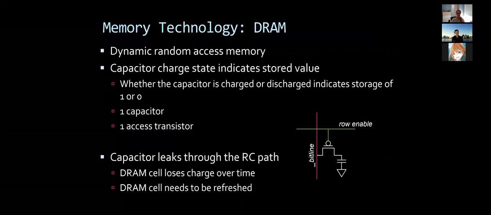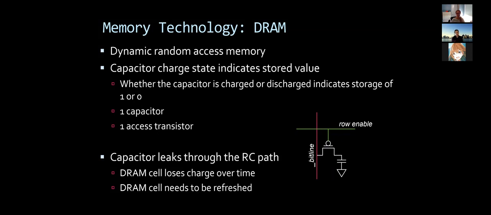Okay, so another memory technology is DRAM. DRAM, which stands for Dynamic Random Access Memory, has a differently built cell. Its cells are built off of a capacitor whose charge state indicates a stored value, and whether the capacitor is charged or discharged indicates the storage of 1 or 0. So it's one capacitor, one access transistor. This is in contrast to SRAM cells that might use like 6 transistors, for example. There are different implementations, but multiple transistors are used to store an SRAM cell.